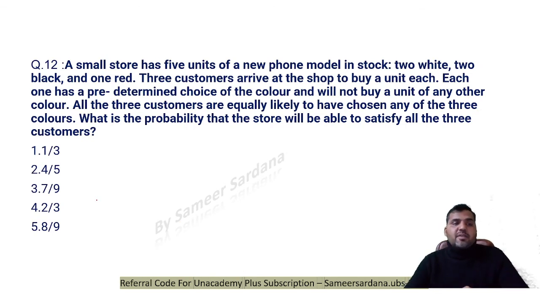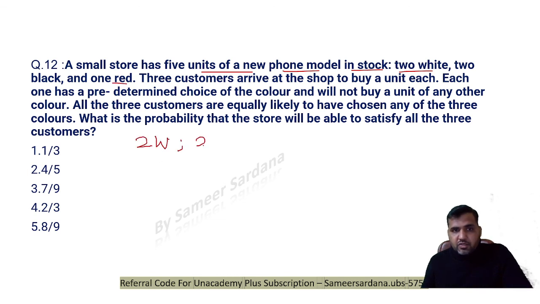Last question is there. Question number 12, a small store has 5 units of a new phone model in stock. Now, 2 white, 2 black and 1 red. So we have 2 white phones, 2 black phones and 1 red phone. 3 customers arrive at the shop to buy a unit each. Each one has a predetermined choice of the color and will not buy a unit of any other color. All the 3 customers are equally likely to have chosen any of the 3 colors. What is the probability that the store will be able to satisfy all the 3 customers?